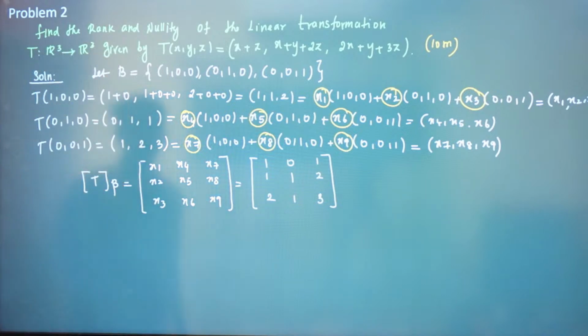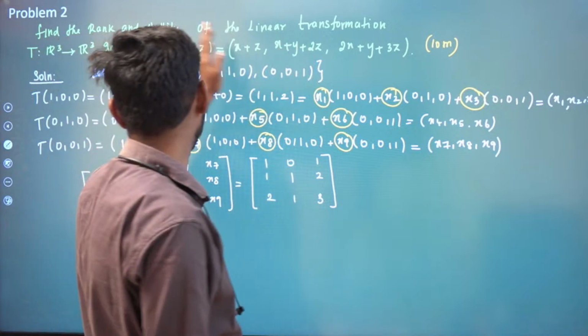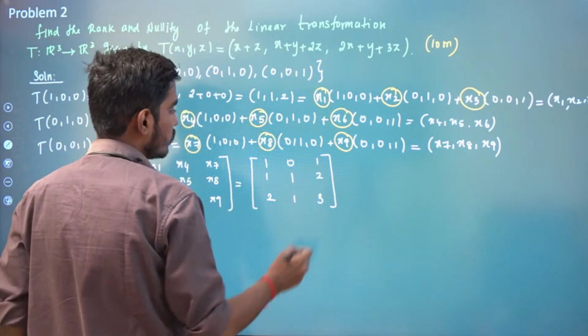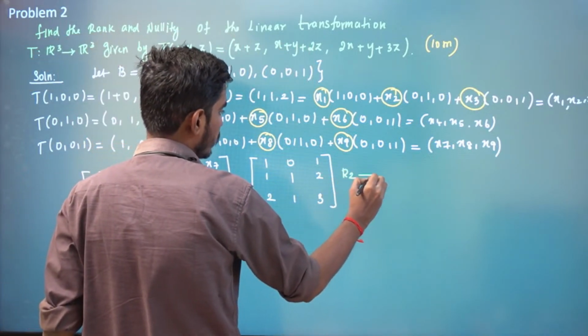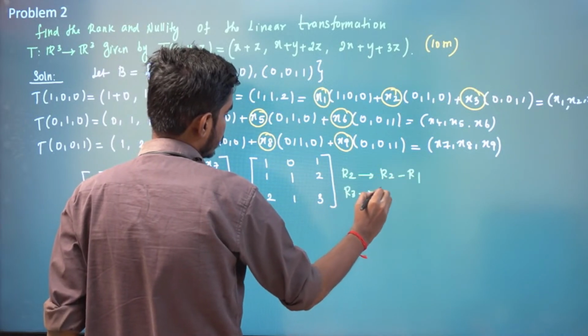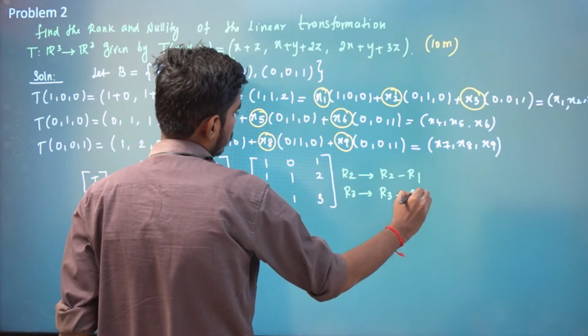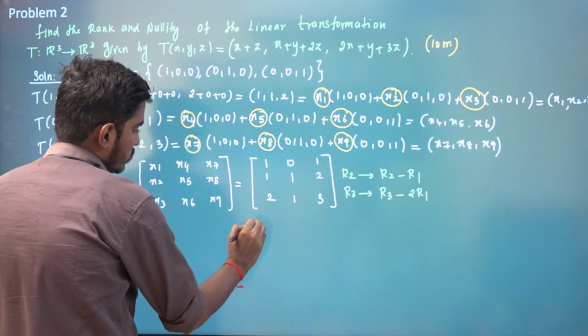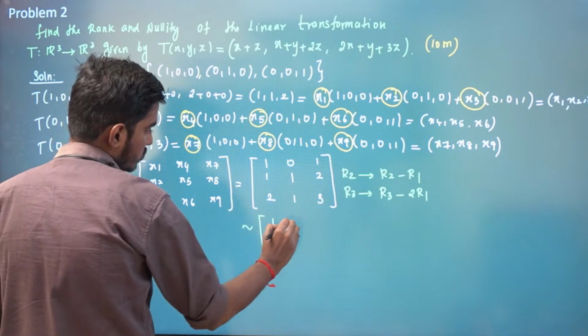Okay, this is the matrix of T with respect to the basis. Now you just find the rank and nullity. Just find the rank for this. So R2 is transformed to R2 minus R1. R3 is transformed to R3 minus 2 times R1. This is equivalent to 1, 0, 1.